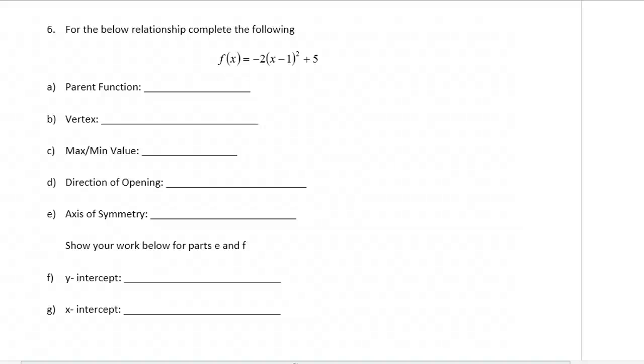Hello. In this video, we're going to answer question 6. So we have our function f of x equals -2(x - 1)² + 5. The first thing we identify is the parent function, and the parent function in this case is x². We can see that because if we expanded this bracket, we would end up with an x² term. That's the highest power.